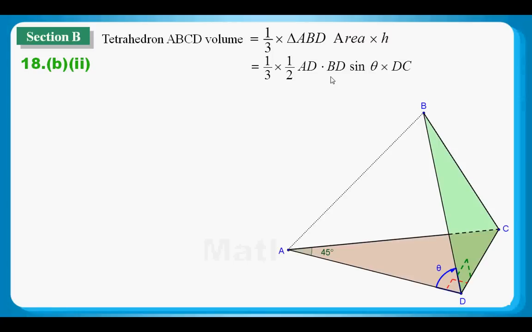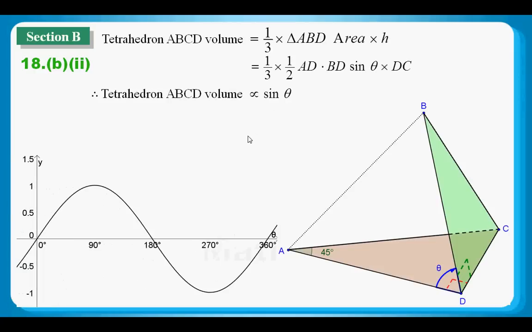Okay, then we substitute back all the lengths here. Because the lengths are fixed, we concluded that the volume of ABCD is proportional to sine theta. So we need to investigate the behavior of sine theta. I use a graph to illustrate. As you can see, the sine theta graph is just like two semicircles. From 0 degrees to 180 degrees, we have a semicircle, and the peak makes sine theta equal to 1. And then from 180 degrees to 360 degrees, we will have the minimum, minus 1.